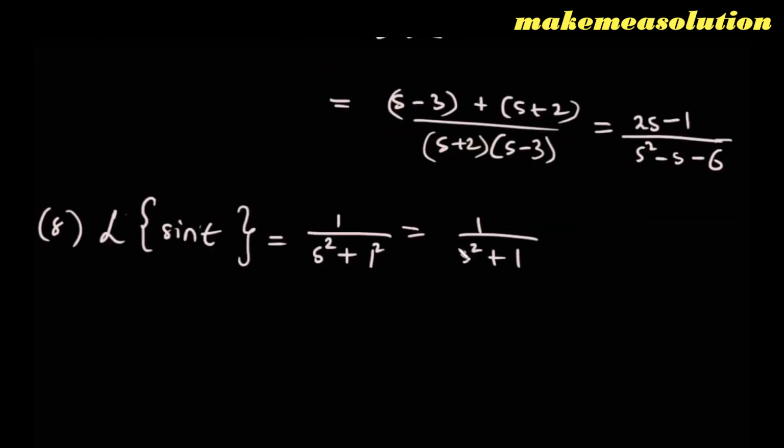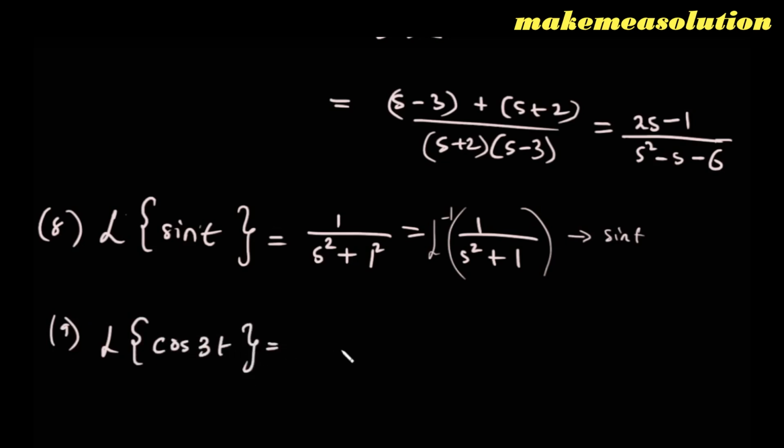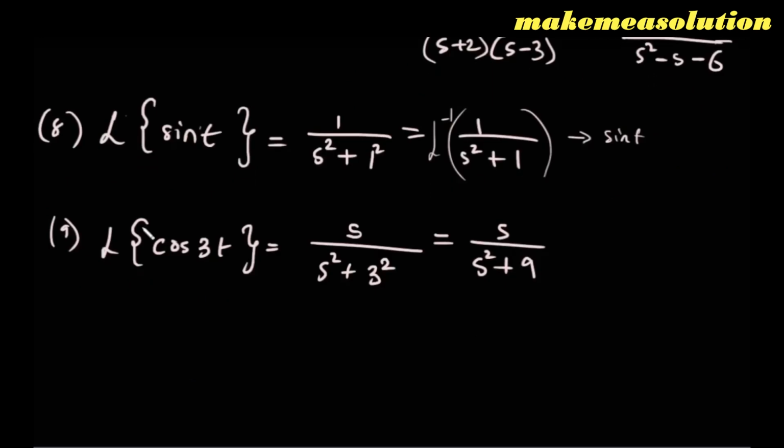Sine t. Now there's something we call the inverse Laplace transform. If they ask you to find the inverse Laplace transform of this, then you know it's going to get you back to sine t. But we'll come back to inverse Laplace transforms later. So number 9 is the Laplace transform of cos 3t. This is going to give me an s all over what? s squared plus 3 squared. According to the formula, this is s divided by s squared plus 9. Is that okay?